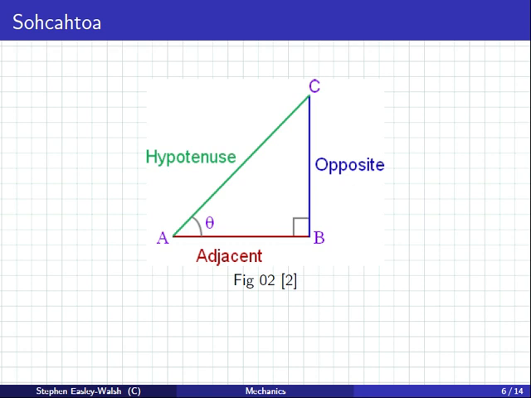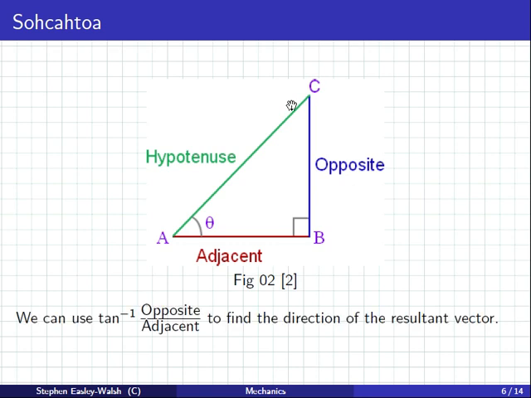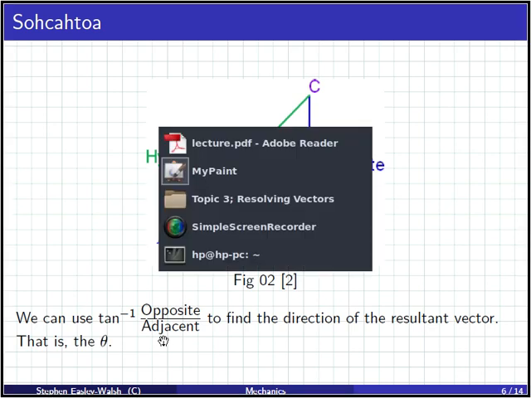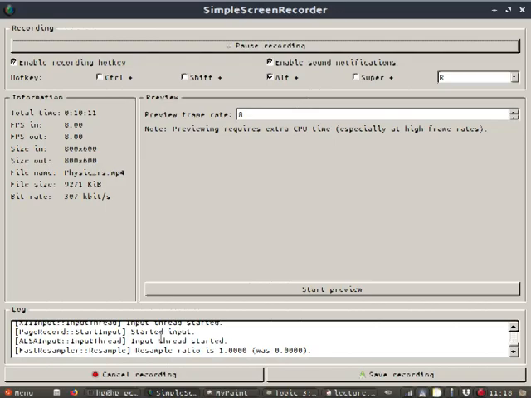Alright, you got that? Okay. Now, you haven't done this in maths yet, but we can use what's called tan inverse to get the direction. So if you know the opposite and the adjacent, it's possible to know this theta here by typing in on the calculator tan inverse opposite over adjacent. And I just want to show you that on the calculator here.